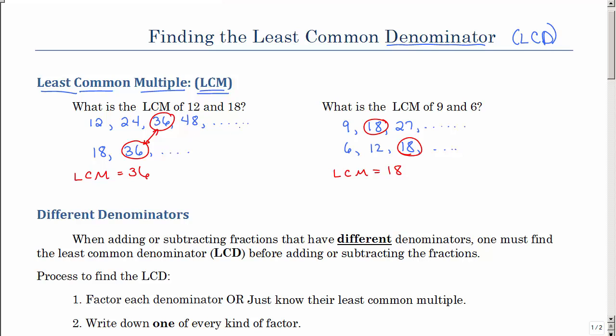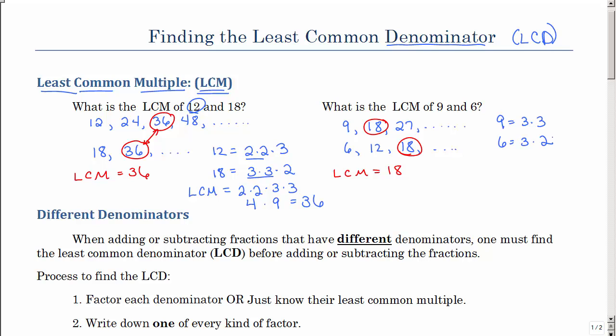Let's just look at the factors of these numbers. Okay, if I factor 12 into its prime factors, 12 is 2 times 2 times 3, right? 4 times 3. 18 is 3 times 3 times 2, 9 times 2. So for their least common multiple, they have to have the common multiples. Well, they have 2 2's and 2 3's. 4 times 9 is 36. Does that work over here? So 9 is 3 times 3, and 6 is 3 times 2. That's called prime factorization. So for their least common multiple, I would take the 2 3's and the 2, which is 18.